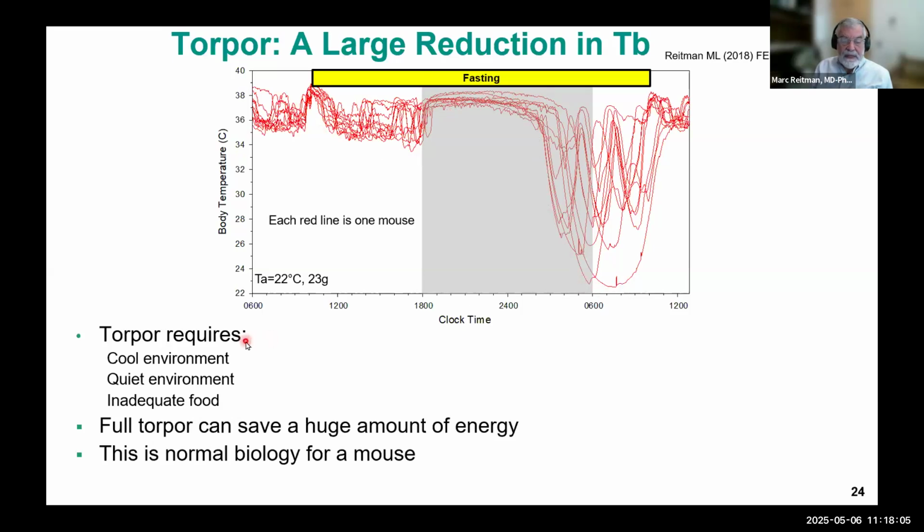Torpor is a large drop in body temperature and metabolic rate that requires only a cool environment, and room temperature is cool, a quiet environment, which works really well on weekends, and inadequate food. This allows the mouse to save a tremendous amount of energy. And this is normal biology for all mice. This is not a sick mouse. This is good physiology to survive starvation.